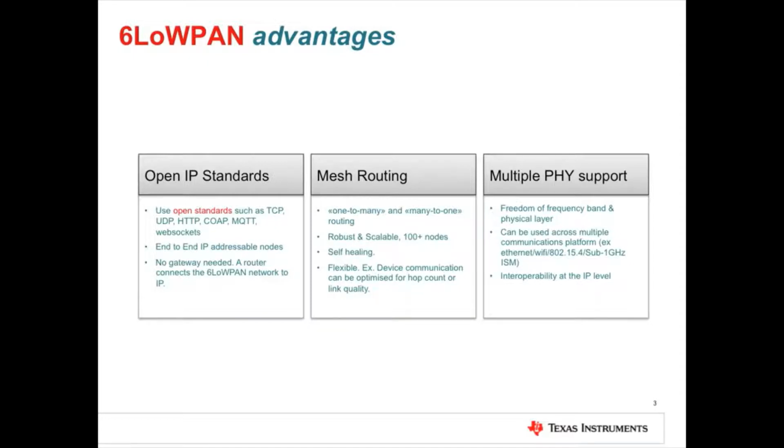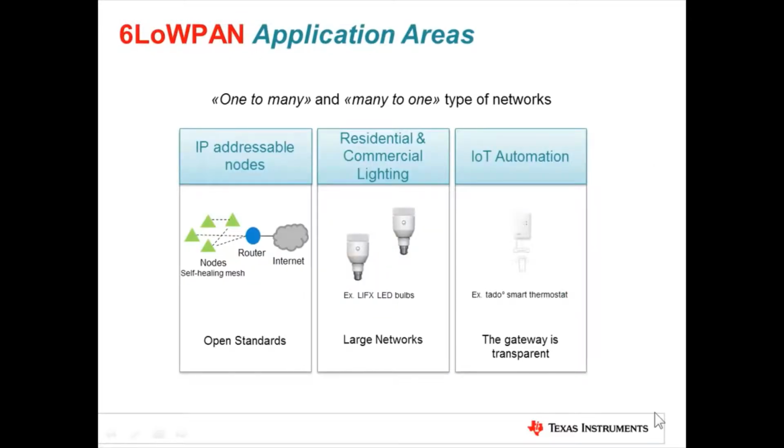Thirdly, 6LoWPAN supports multiple physical layers as well as frequency bands, and interoperability is only enforced at the IP layer. This means that both sub-1 GHz and 2.4 GHz hardware solutions are possible. Now that we understand some advantages, let's go into some applications.